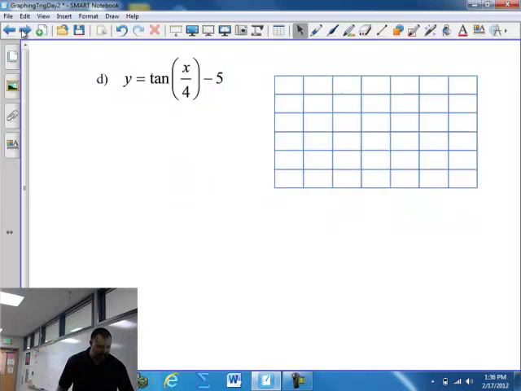All right, tangent. Tangent function, does it work any differently? The period's different. What's the amplitude of a tangent function? There is no amplitude. The A value is 1. So no amplitude.